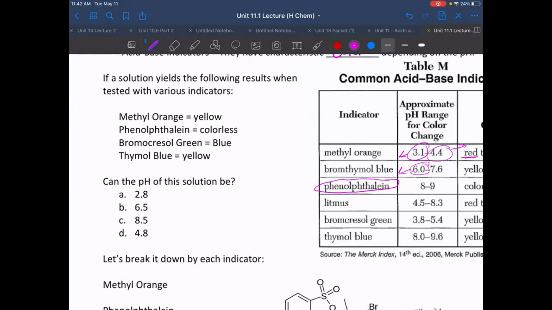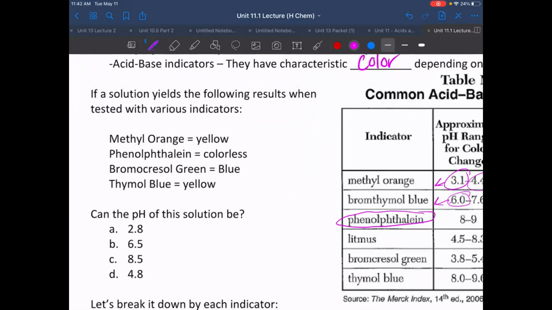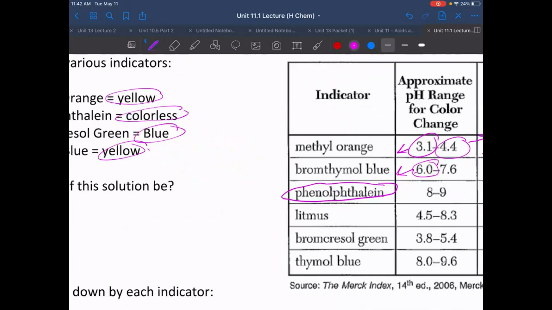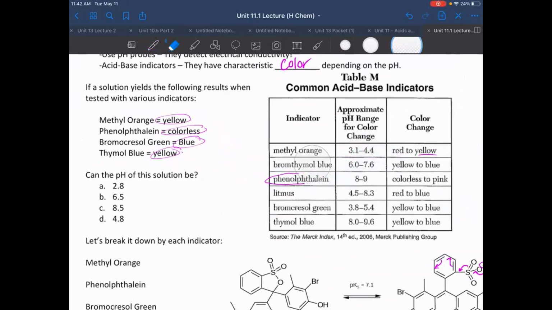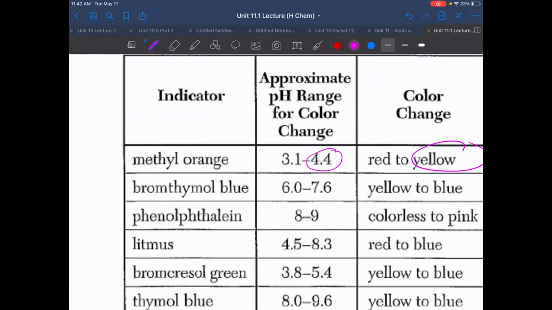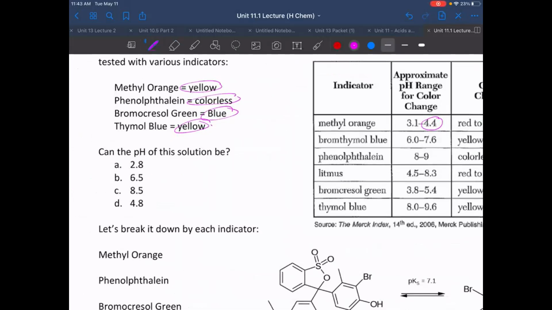Let's say you guys tested a solution, trying to figure out its pH, and these are your results. When you tested it with the indicator methyl orange, it was yellow. Phenolphthalein, it's colorless. Bromocresol green, blue. Thymol blue is yellow. So we're going to use this table to figure this out. If methyl orange is yellow, do you think the pH is above or below 4.4? Above. So I'm going to make the note here that it's yellow, so it's above 4.4 pH.